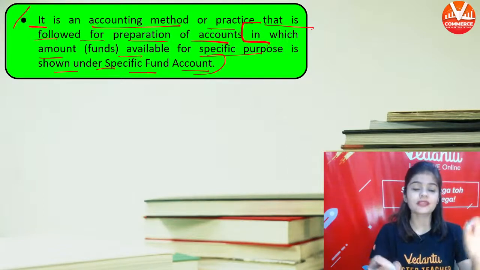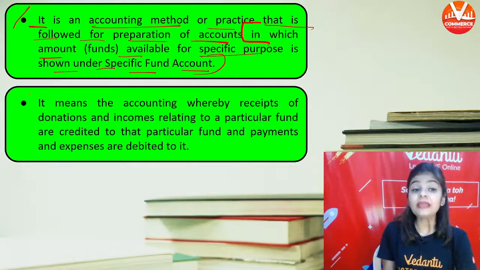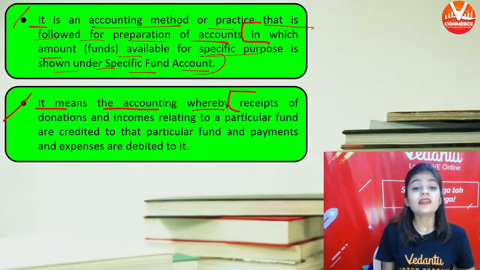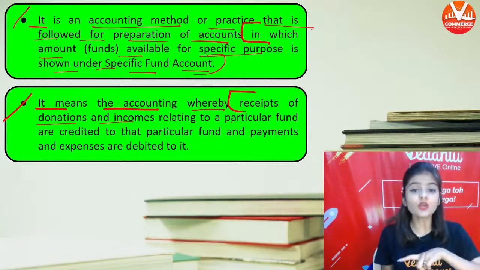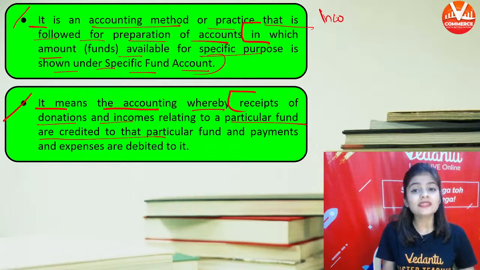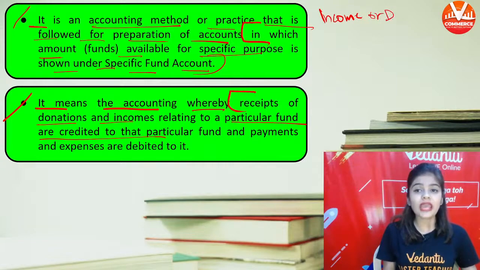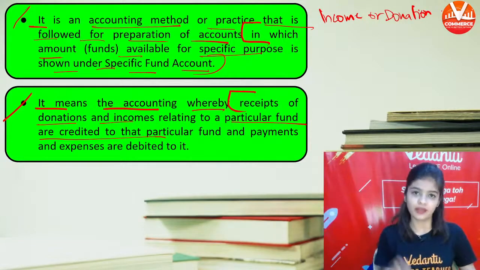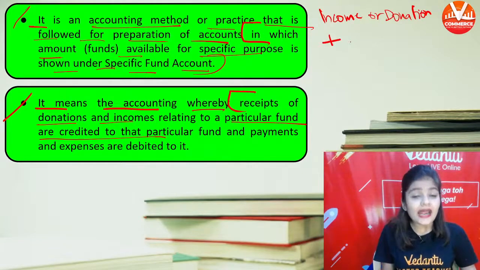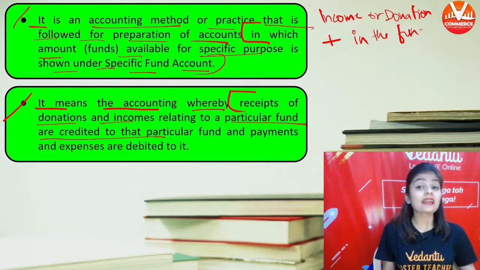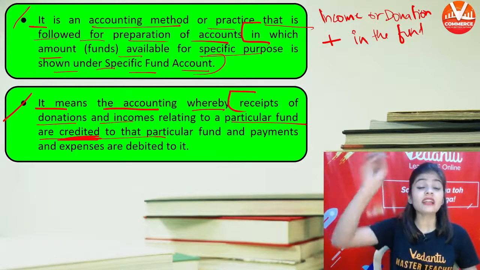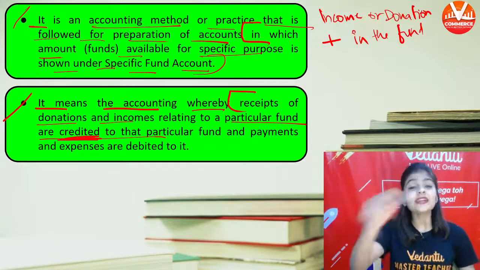This is fund-based accounting. Also, it means the accounting where receipt of donation and income related to a particular fund are credited to that particular fund. इस accounting method में क्या होता है? If you are receiving any income or if you are receiving any donation relating to that fund, अगर आपको फंड से रिलेटेड कोई इनकम मिलती है, कोई डोनेशन मिलती है, then you will credit it to the fund, and credit means you will add in the fund. So any income, any donation related to a specific fund will be added to the fund.